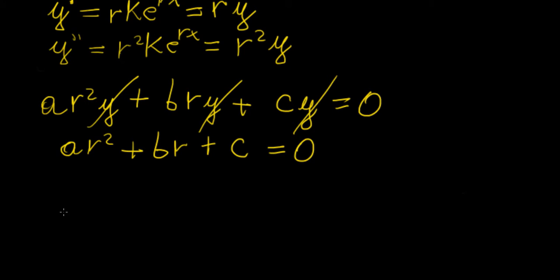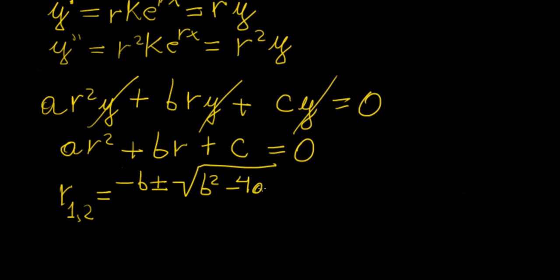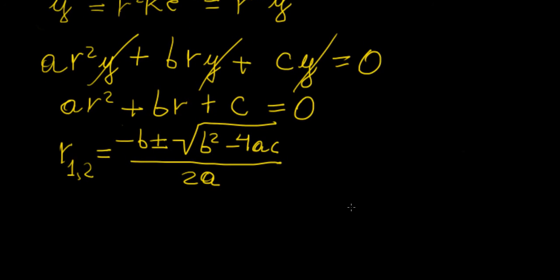So let's see what we can do with this. Using the quadratic formula, we know that the roots of this equation are going to be minus b plus or minus the square root of b squared minus 4ac, over 2a. So this is going to be our solution, but we need to consider three cases, because we don't know what the relationship between a, b, and c is. So I'm going to have the first case, which is going to be b squared minus 4ac.